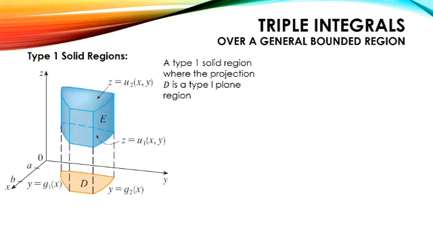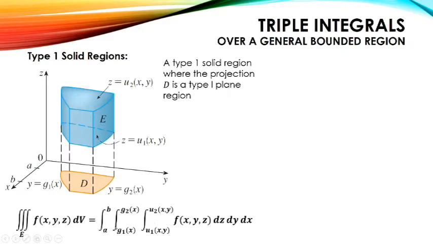Remember, dun sa ating double integrals, we have type 1 and type 2 plane regions, where yung type 1 plane region is bounded by the functions of x. We have g sub 1 of x and g sub 2 of x. So the triple integral of f of x, y, z dV is ito. So z is evaluated from the functions u sub 1 of xy to u sub 2 of xy, and yung y is evaluated from the functions of x, so g sub 1 and g sub 2 of x. And the x is from the interval a to b.